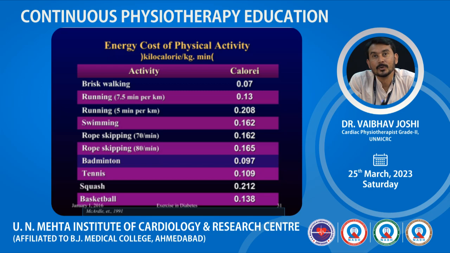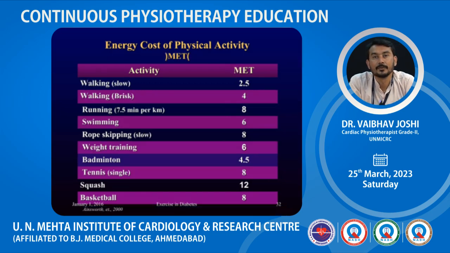Earlier we have seen MET values for activities. Now we are seeing energy cost of physical activity. Brisk walking 0.07 calories, running 7.5 minutes per kilometer 0.30 consumption, running 5 minutes per kilometer 0.208 calories would be burned. As for basketball, tennis, squash, badminton, and MET activity would be like walking slowly 2.5 METs, walking briskly 4 METs, running 8, swimming 6, weight training 6 METs, and squash 12 METs.